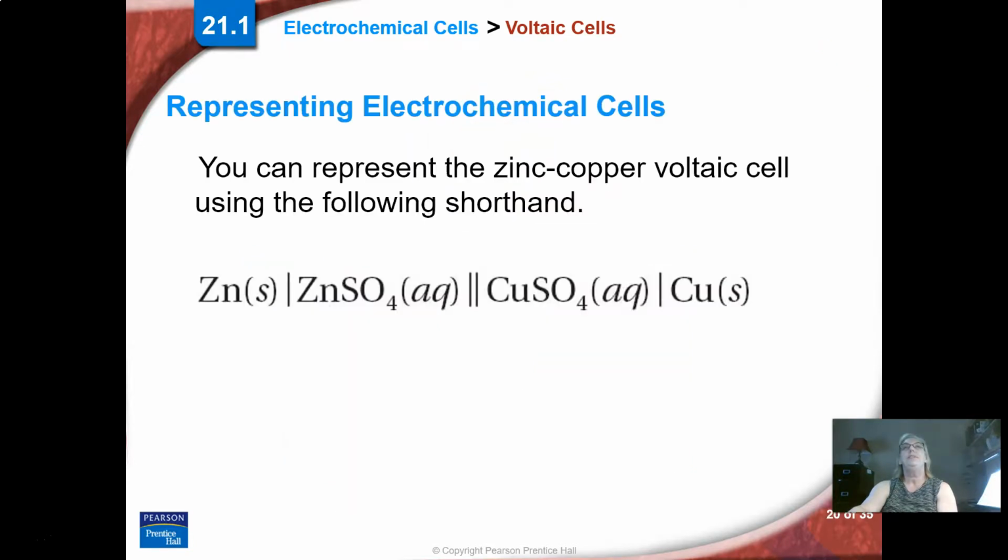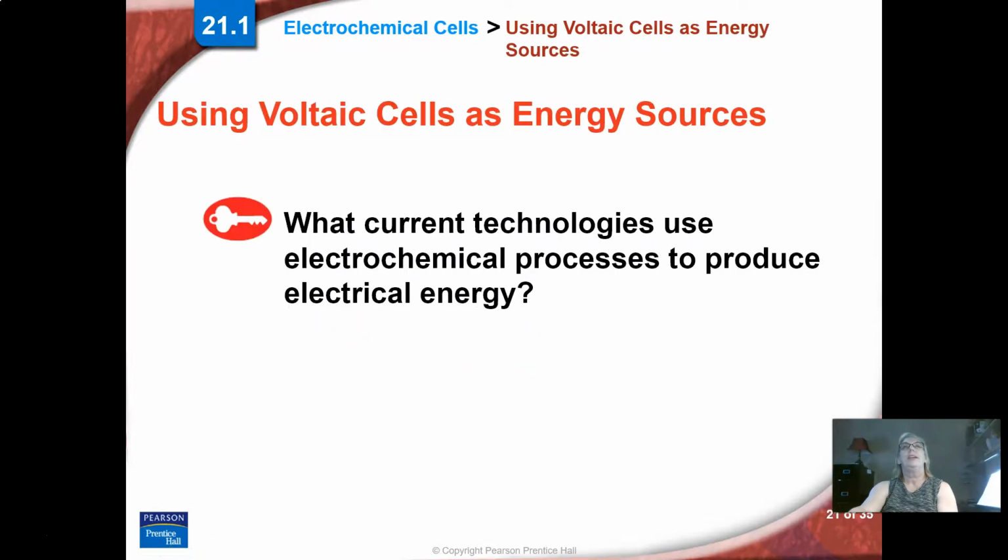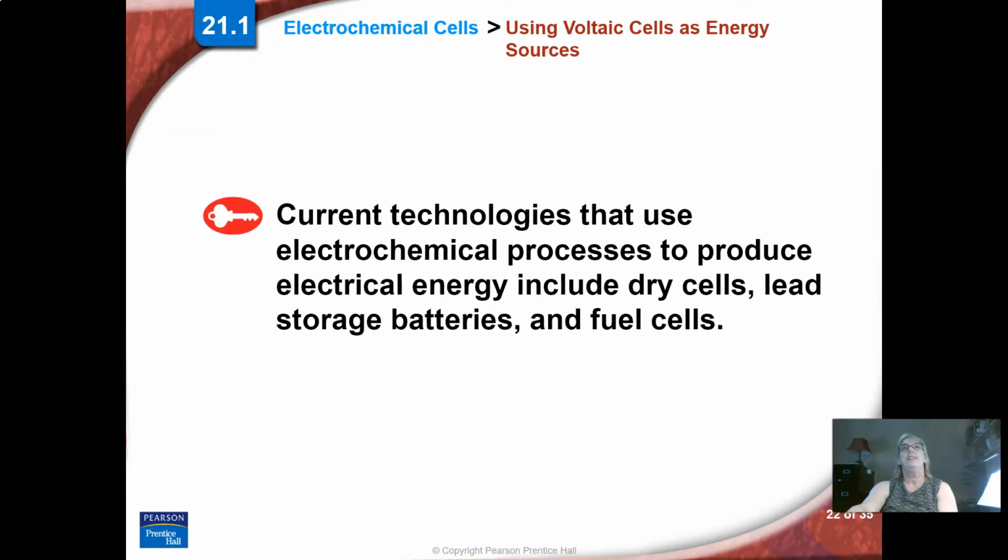So this is how you can represent it. This is the shorthand way of showing that you have zinc solid and copper solid electrodes, and then you also have this in solution. So what do we use these for? We use voltaic cells to make electricity, and you use these in all the things that require batteries and in your car.